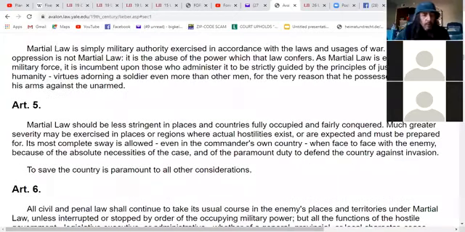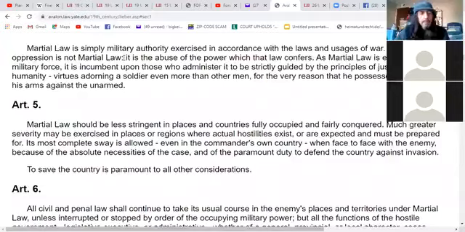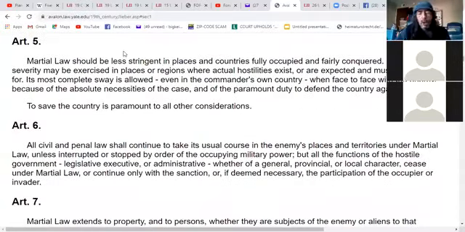As we finished up last week, we talked about martial law as simply military authority that's exercised in accordance with the laws and usages of war. Military oppression is not martial law, period. Martial law is a law of peace and war. It's a way for an occupational force to be able to conduct their commerce and make their profit, but it's supposed to be done fairly. Martial law, Article 5, should be less stringent in places and countries fully occupied and fairly conquered.